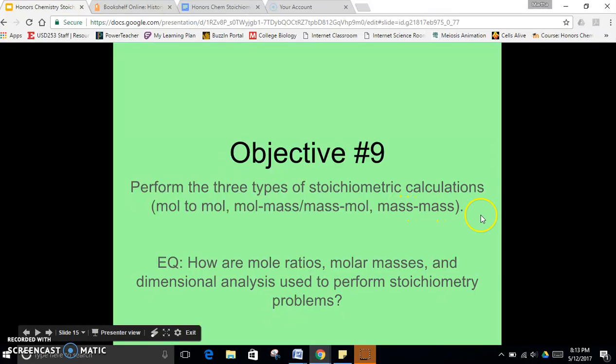The mass to mass one is by far the most useful and beneficial because we can weigh out mass in terms of grams. You cannot weigh out moles on a balance. So even though that problem takes the longest to do, that's the one that is the most beneficial and most commonly used. So our essential question: how are mole ratios, molar masses, and dimensional analysis used to perform stoichiometry problems?